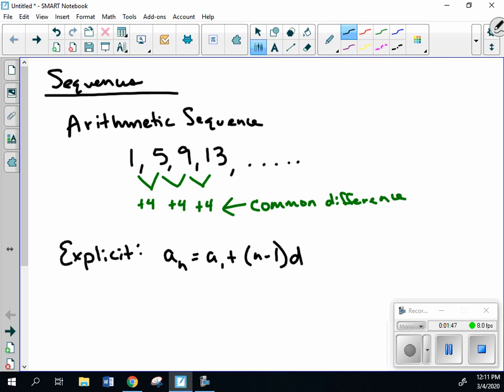With what we've got here, we would have AN just represents the last term or whatever term you're needing. A1 is going to be the first term plus n minus 1, and our D value here is 4. Notice I put that in parentheses because if I have a negative number and you write it without the parentheses, it looks like you're just subtracting 4. Okay. So anyway, I could substitute in 100 and get my answer.